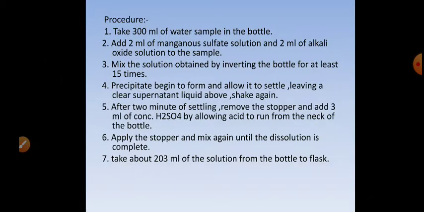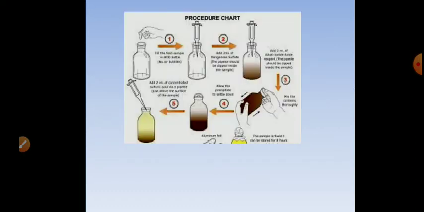You have to take 300 ml of water sample in the bottle, fill the bottle completely, stopper the bottle, and invert it so that excess water flows out. Then add 2 ml MnSO4 followed by 2 ml alkali iodide azide. A precipitate will appear. Shake well, allow the precipitate to settle down, and add 2 ml H2SO4 so that the precipitate dissolves. Take out 203 ml from the bottle into a conical flask, lighten the color by adding sodium thiosulfate from the burette, add starch indicator, the color turns blue, and titrate till it becomes colorless.